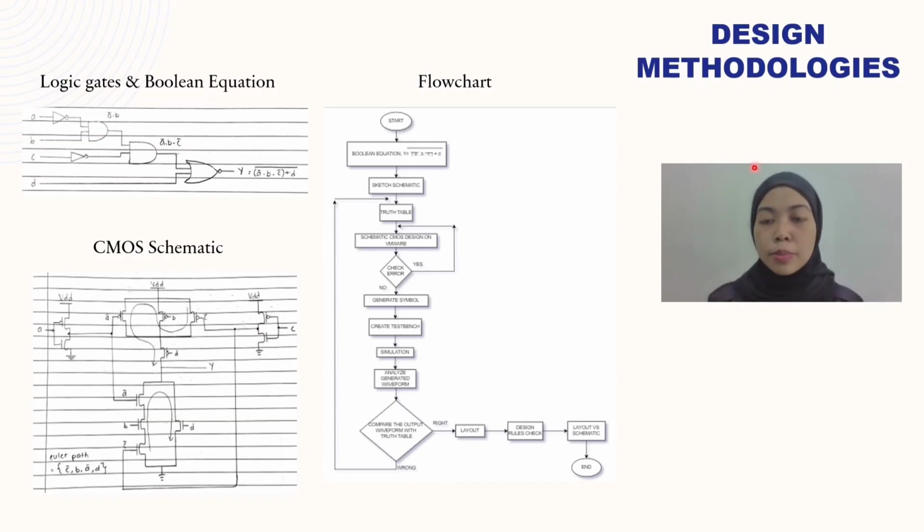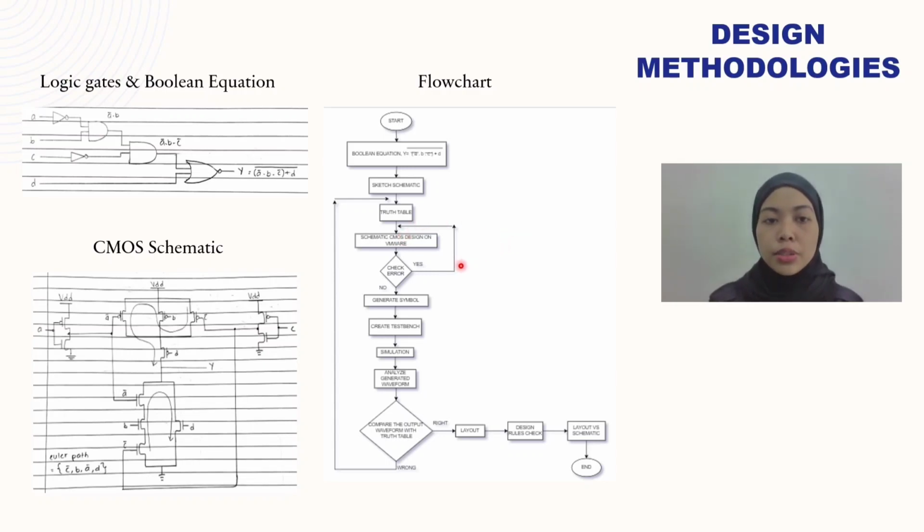So I will discuss the design methodologies that we use in our mini project. So this is our flowchart. The first is we need to come up with a Boolean equation. So this is the Boolean equation that we proceed with. And next, we need to sketch the CMOS schematic like this and proceed with the truth table.